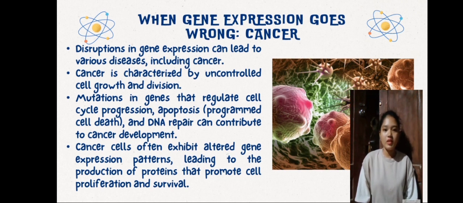Mutations in genes that normally control cell cycle progression, the orderly sequence of events leading to cell division, can cause cells to divide uncontrollably. Similarly, mutations in genes responsible for apoptosis, or programmed cell death, can prevent cells from undergoing self-destruction when they are damaged or no longer needed. Disruptions in genes involved in DNA repair can also contribute to cancer, as they allow mutations to accumulate and potentially lead to uncontrolled cell growth.